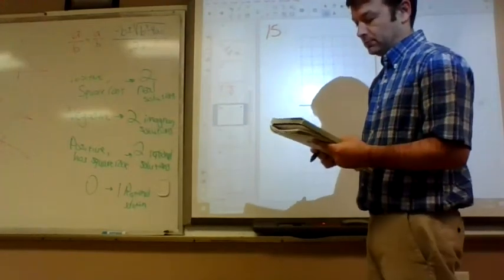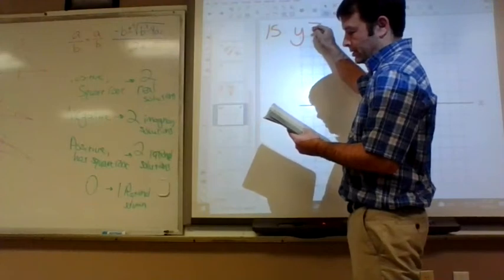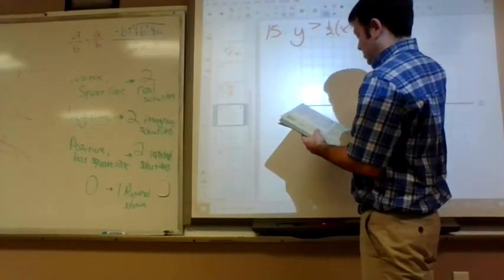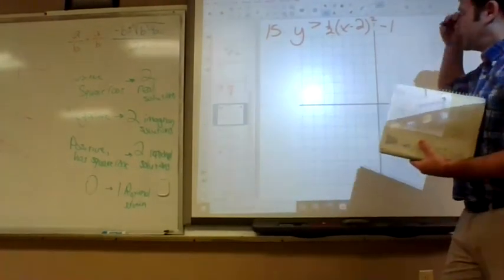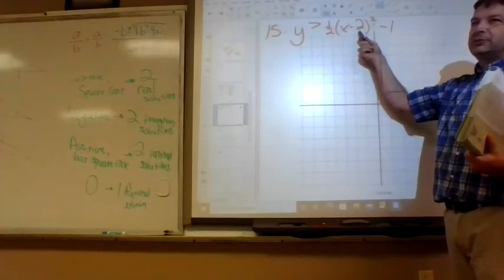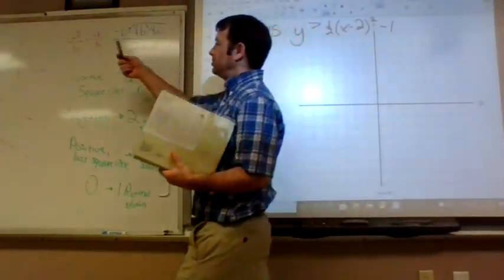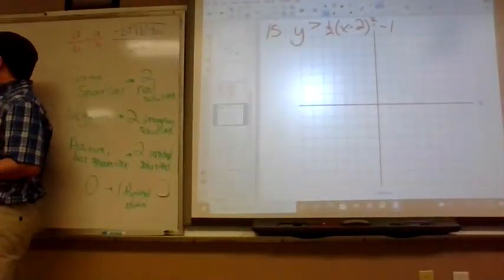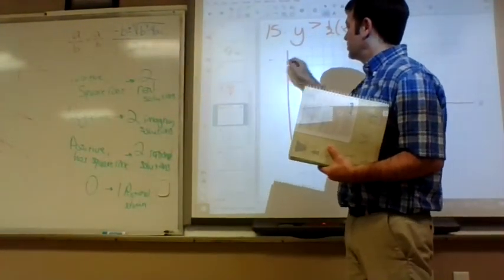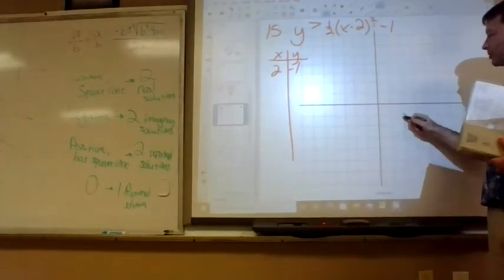Anyways, y is greater than 1/2 (x - 2) squared minus 1. Alright, where is the vertex going to be? Right 2 and down 1. So it's at (2, -1). I'll put that in my table. (2, -1). That's going to be the middle of my graph right there.